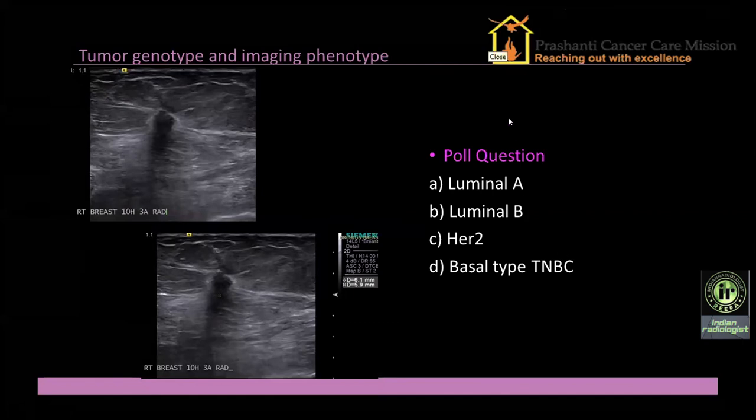Luminal A, B, HER2 enriched, or the basal cell? Excellent. So most of you think this is the luminal A, and that was right. These are slow-growing indolent tumors.